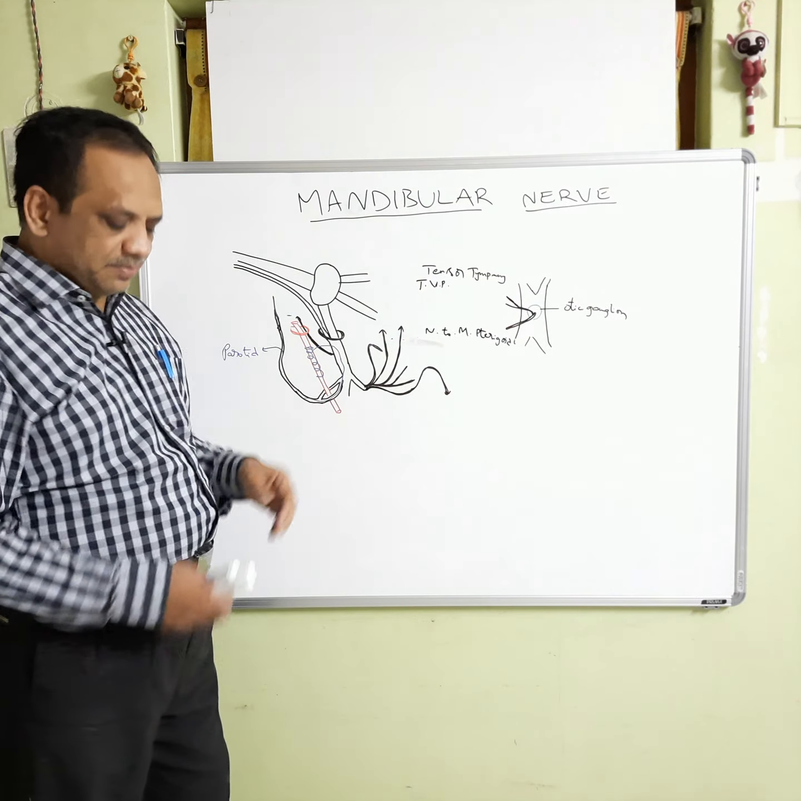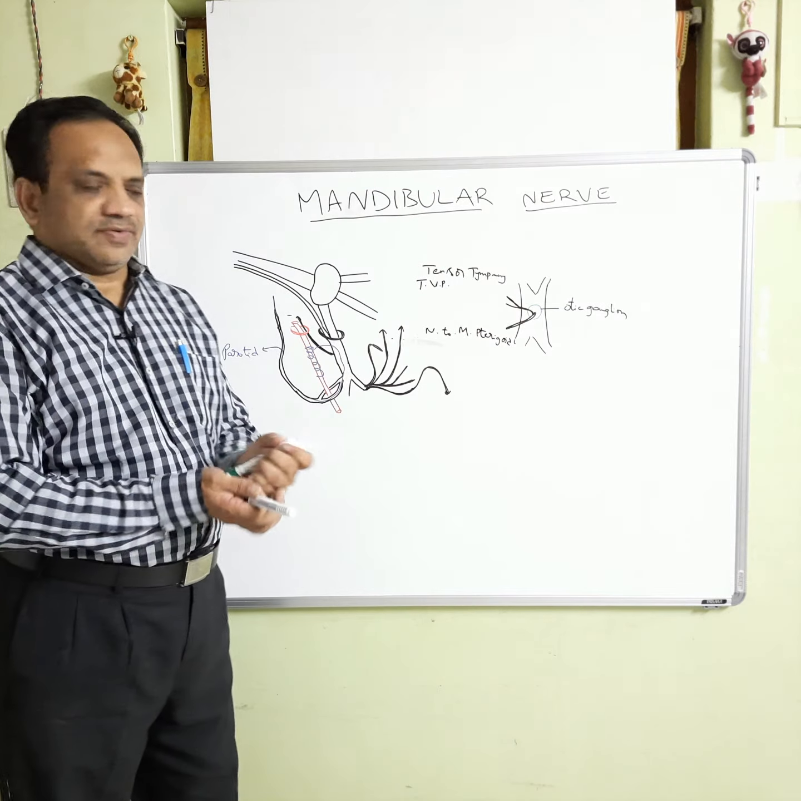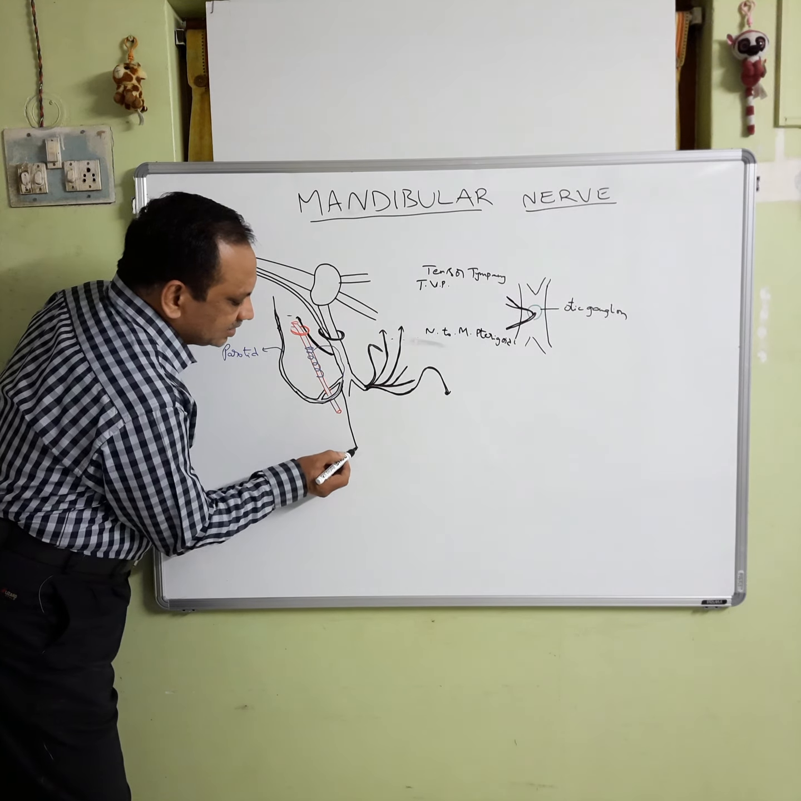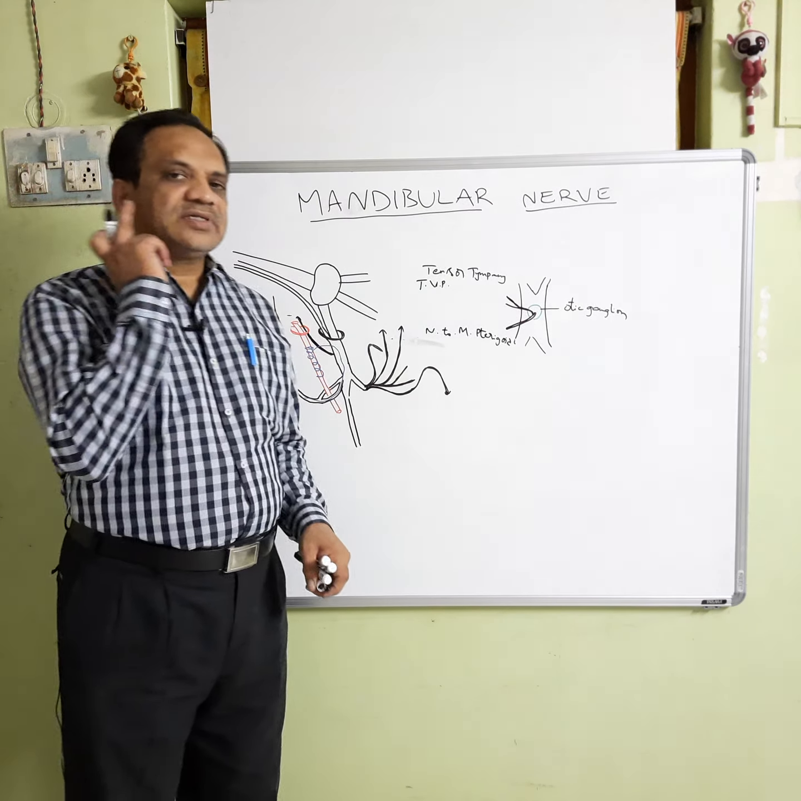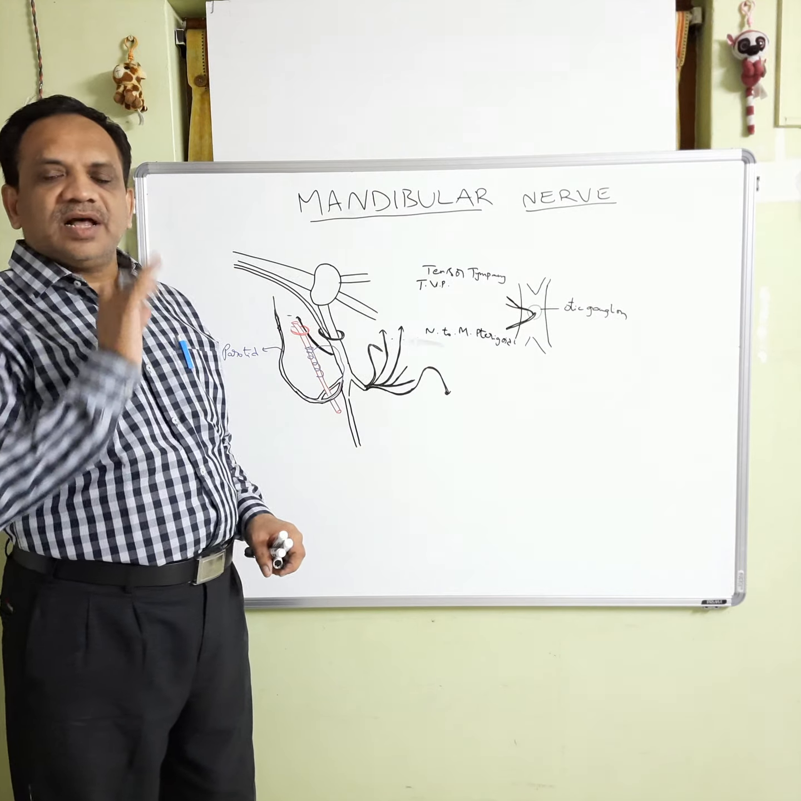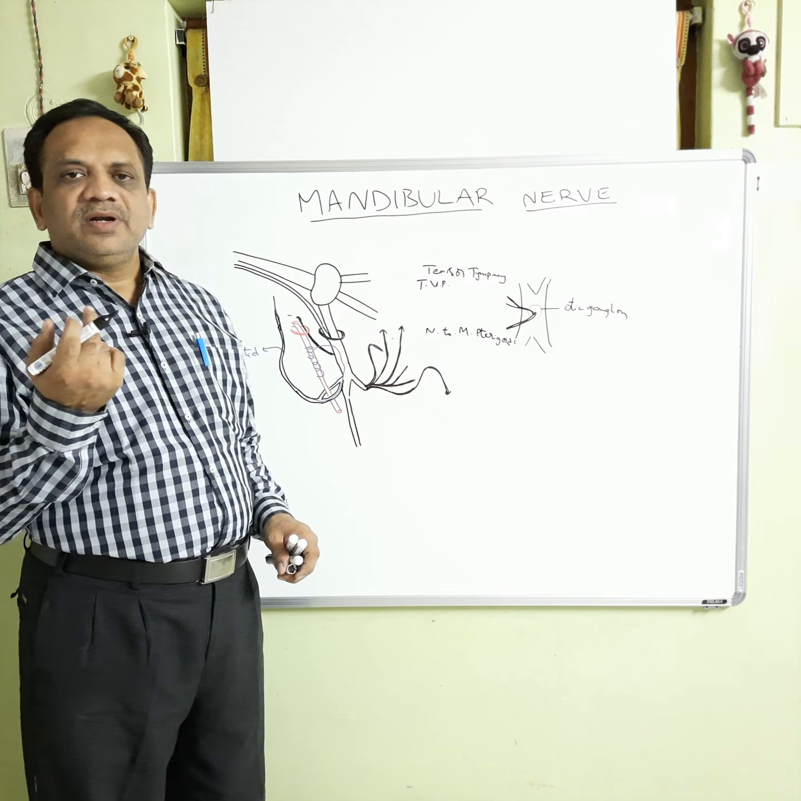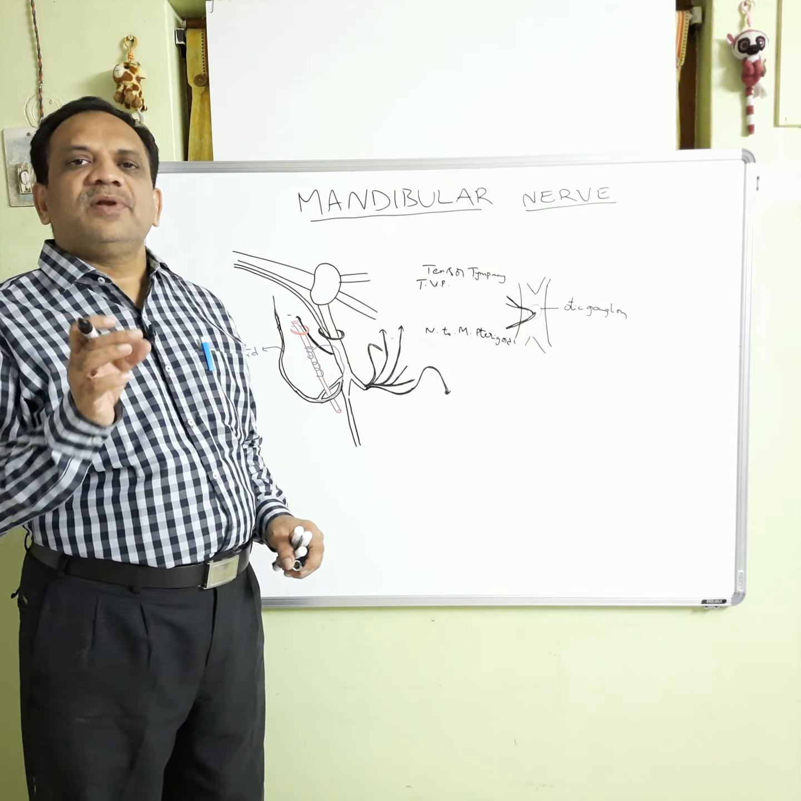Then coming to the second branch, that is the inferior alveolar nerve. The inferior alveolar nerve is a thick nerve that descends between the ramus of the mandible and the sphenomandibular ligament. The sphenomandibular ligament attaches to the mandible at the lingula of the mandibular foramen.